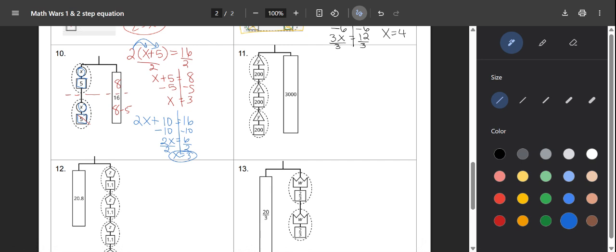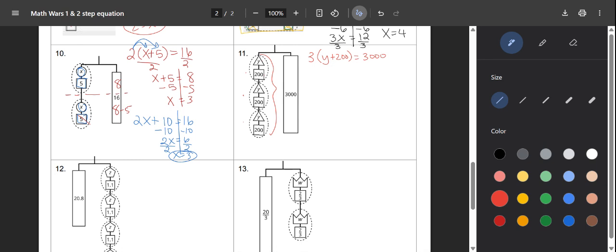Number 11 looks scary, but it's not scary. It doesn't have to freak you out because you got big numbers. It's okay. We've got a calculator, we can handle it. So the first thing we're going to do is write out our expression. How many groups do we have? 3. What's in that group? Y and 200. All 3 groups are equal to 3,000.